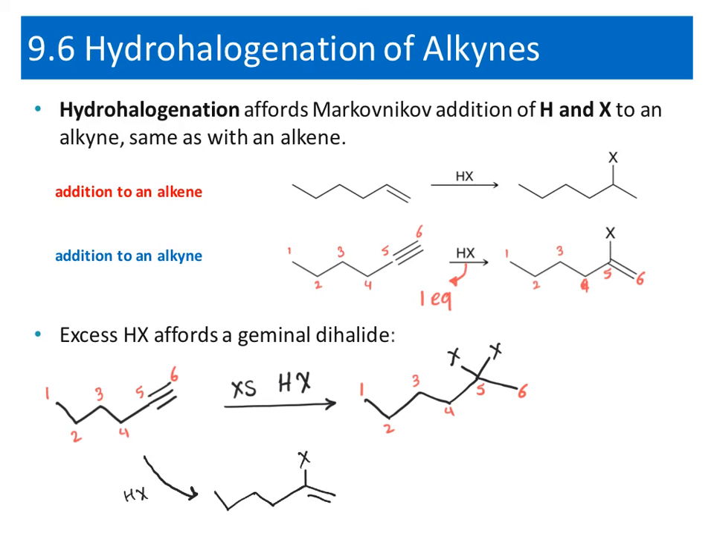Now if we add another equivalent, hydrogen will be added to the less substituted position and another halogen will be added to the more substituted position, which caused us to end up with both halogens on the same carbon. And don't forget that X means halogen and H is hydrogen. So we are going to form a geminal dihalide here.